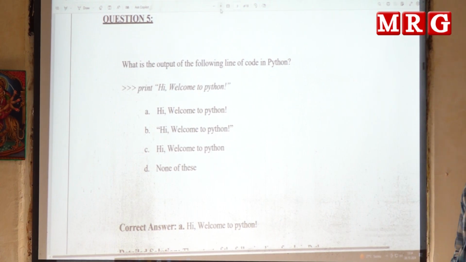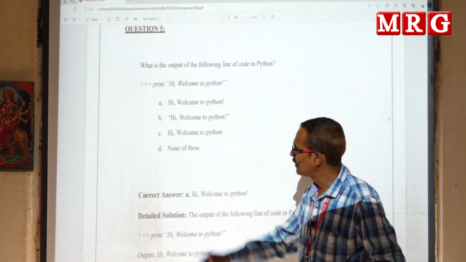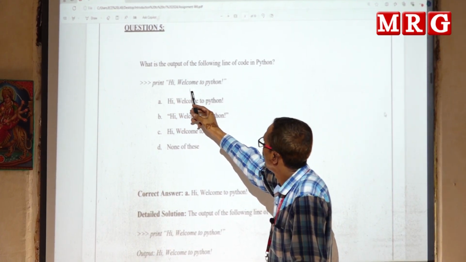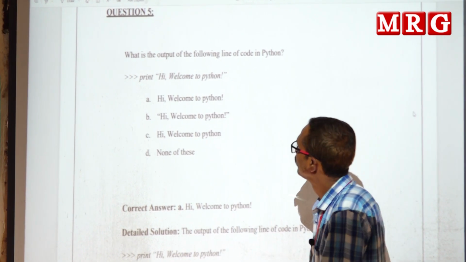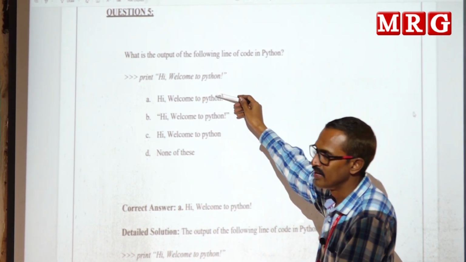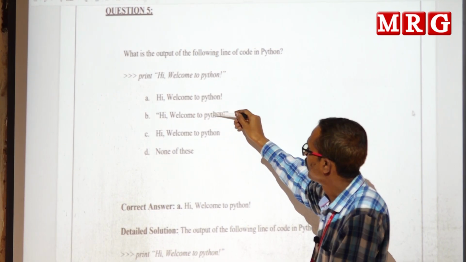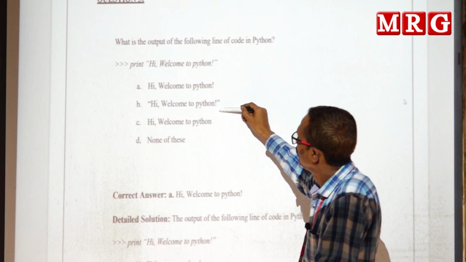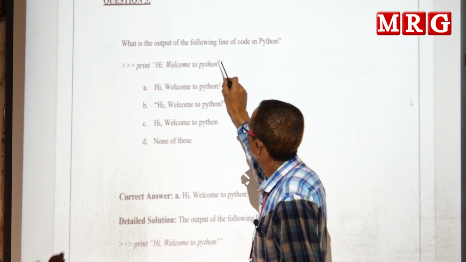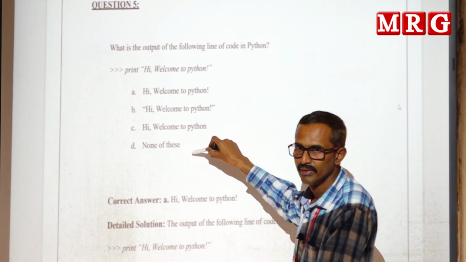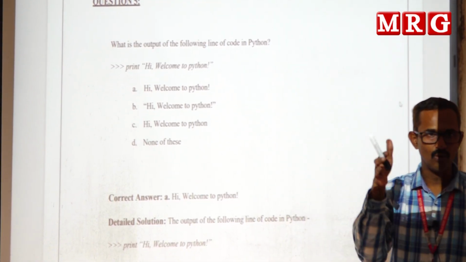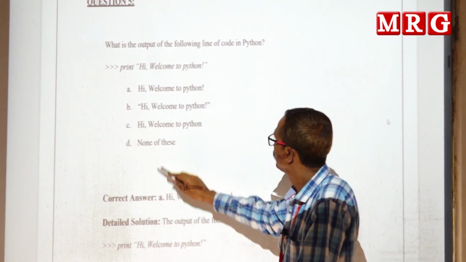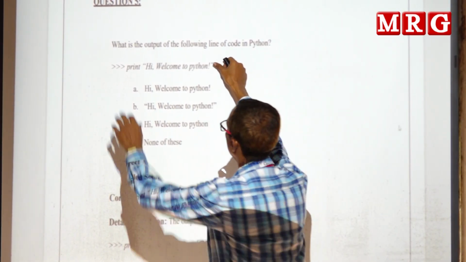So a Python code question, something is asking print. Hi, welcome to Python. So which will it print, this or this or this? Second? The double quotes will not come in the print, right? Double quotes are not printed; whatever is inside the double quotes gets printed. So which one? Yes, only this, inside this.